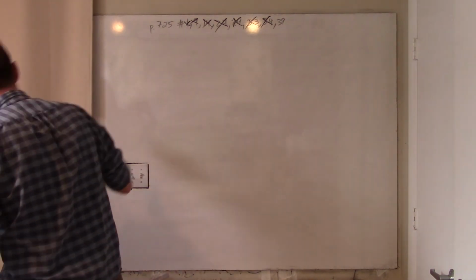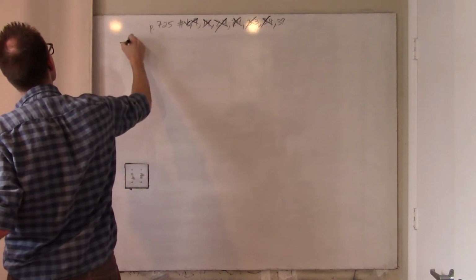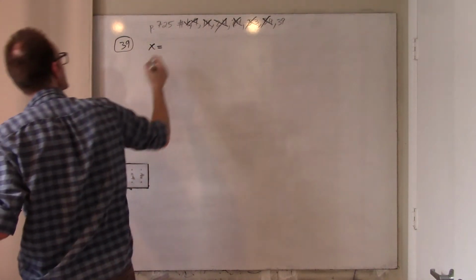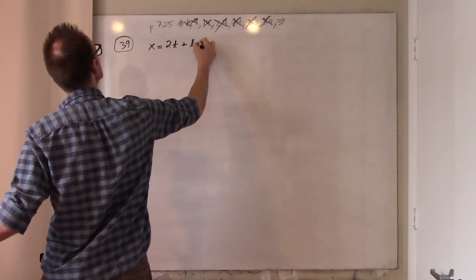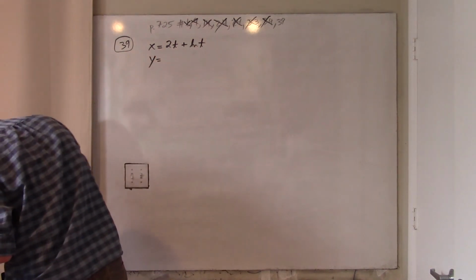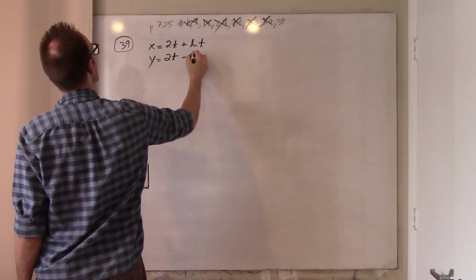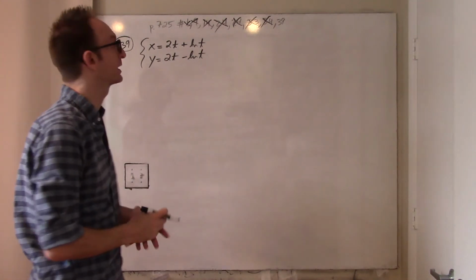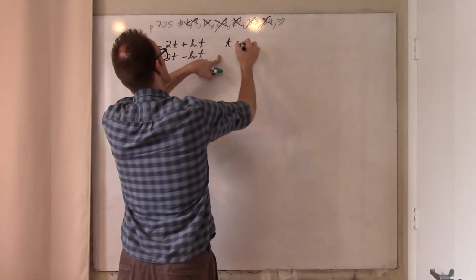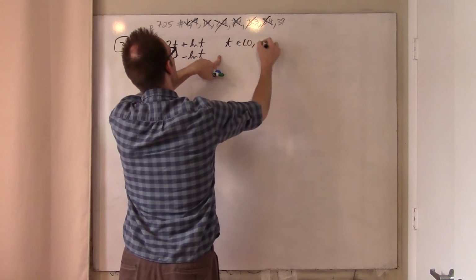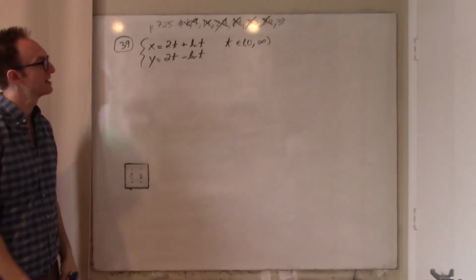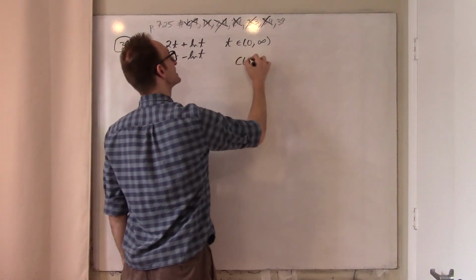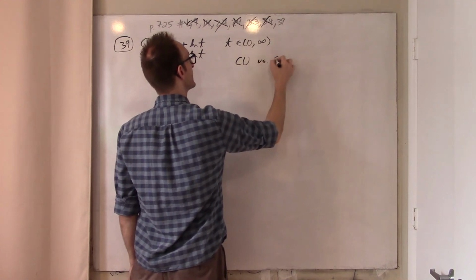Problem 39 says, this is the first problem in this homework that explicitly references concavity. x equals 2t plus ln t, y equals 2t minus ln t. Directions: find the intervals in which the curve is concave up or concave down. First of all, let's just notice that t can only be positive because you can only take the natural log of something positive.